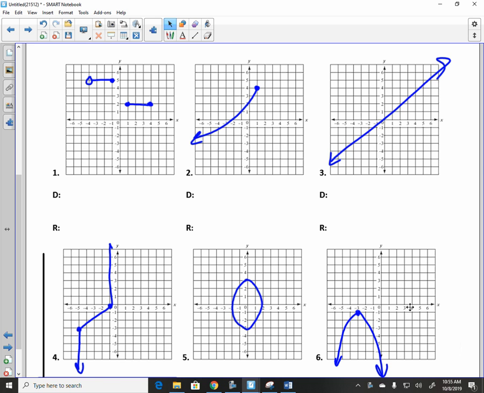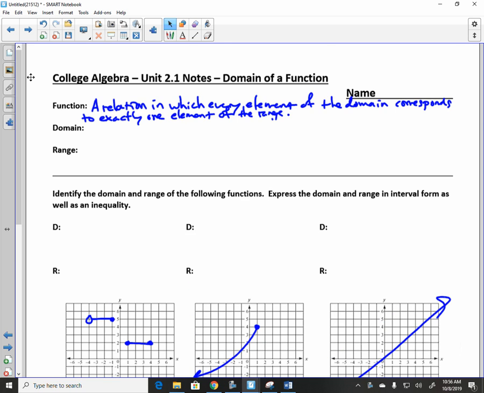We start out with a function. Definition of a function. Do you remember the definition of a function? Could you say it without reading it off the board? Because you do know that you're going to have to do this for your test. You need to know the definition of a function: a relation in which every element of the domain corresponds to exactly one element of the range.